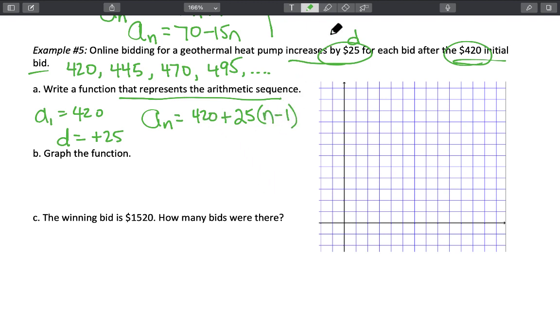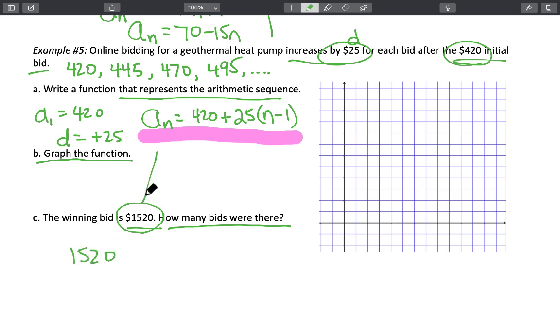Now it's okay for us to leave it just like it is right here. We don't actually have to simplify it. All right, take a few minutes, pause your video, and graph that function. And it says the winning bid was 1,520. How many bids were there? Okay, if the winning bid was 1,520, well, that means we're going to substitute that 1,520 into our a sub n. Let's take a second to do that, and then we are going to solve for n.